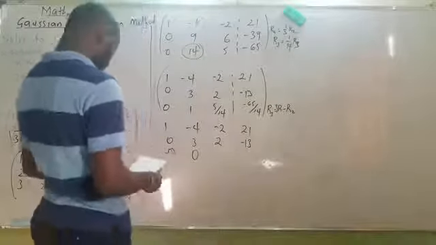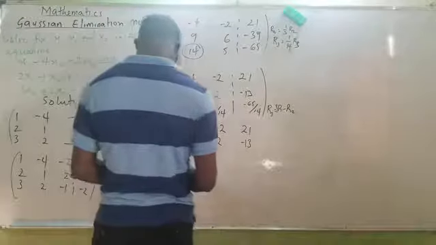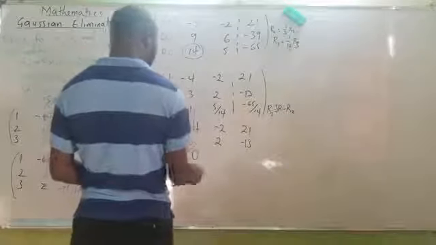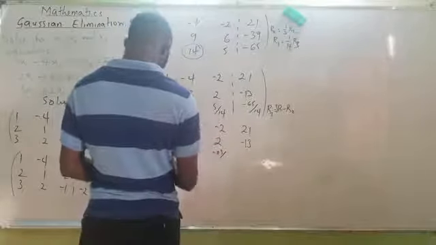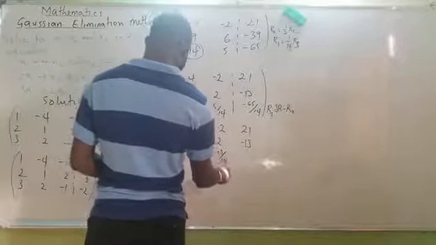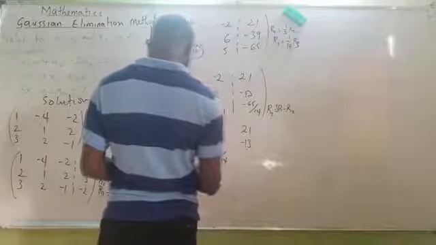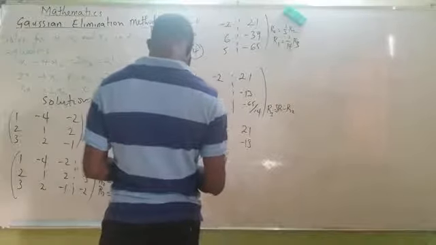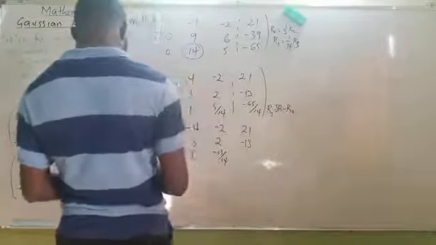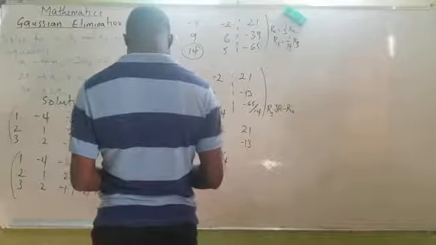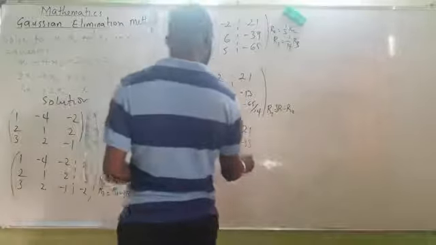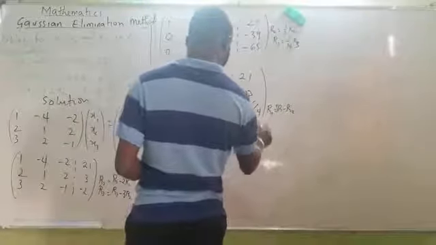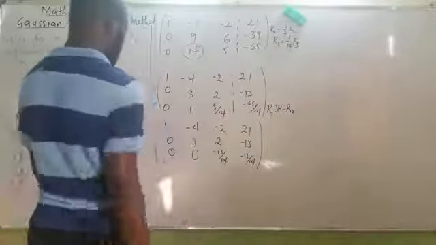And I'll be having minus 13 all over 14. And here will also be equals to minus 13 all over 14, which is that I will be having minus 13 all over 14. Now, that is what I will be having.